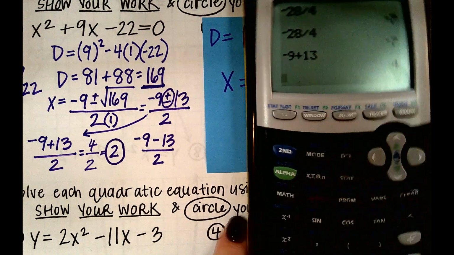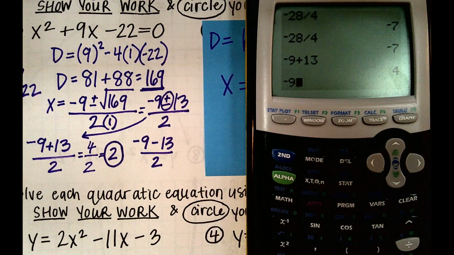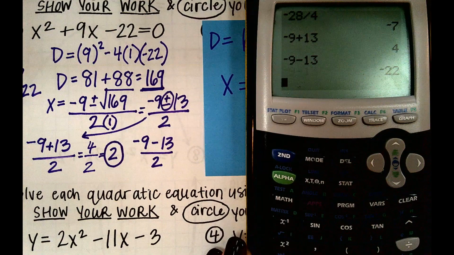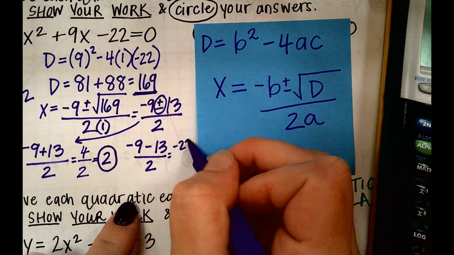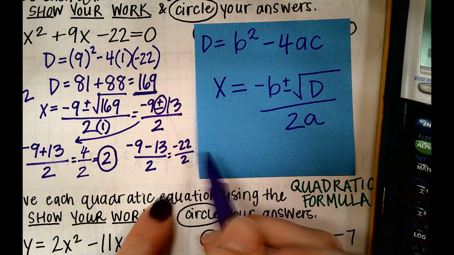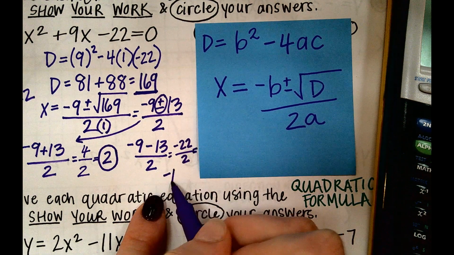Now next, negative 9 minus 13, negative 22, over 2, and that gives us negative 11.